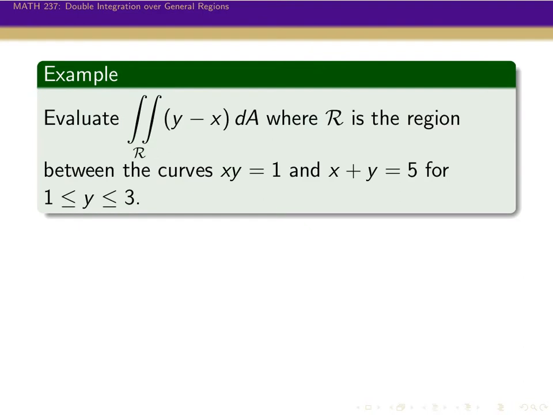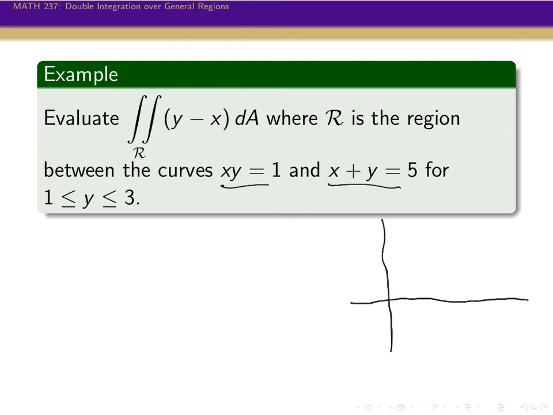Okay, so in this case, we're evaluating y minus x over the region R, where R is between the curves xy equals 1 and x plus y equals 5 for the y values 1 to 3. Okay, so let's first try and draw this. So one thing about this example is we don't have the functions written nicely either as y is equal to a function of x or x is equal to a function of y. It's sort of, at least these two functions are left a little bit nebulous. You can do either one you want.